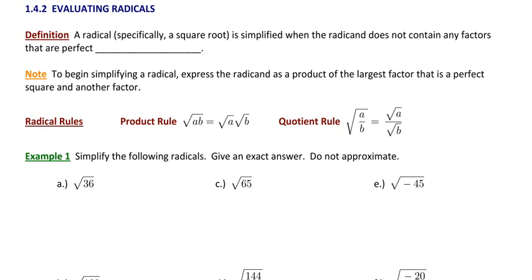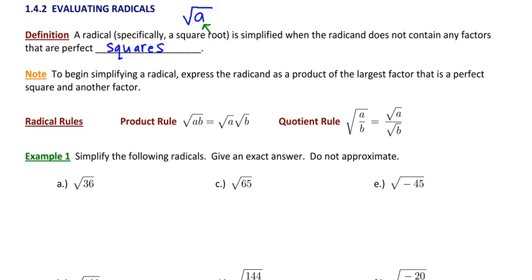Definition: a radical, specifically a square root, is simplified when the radicand, remember the radicand is the number under the radical, does not contain any factors that are perfect squares. Note, to begin simplifying a radical, express the radicand as a product of the largest factor that is a perfect square and another factor.